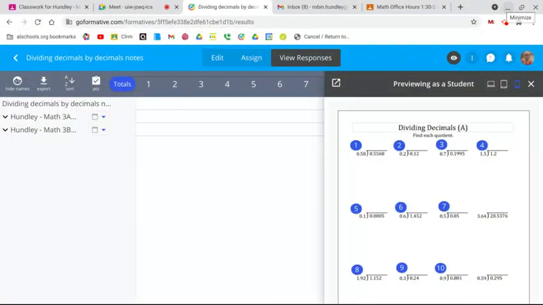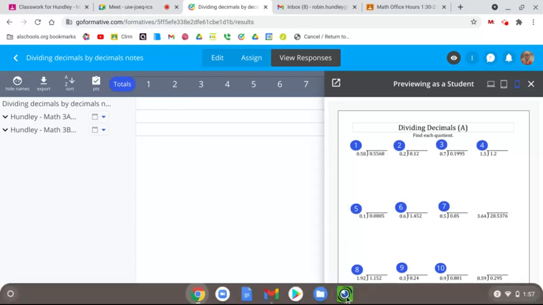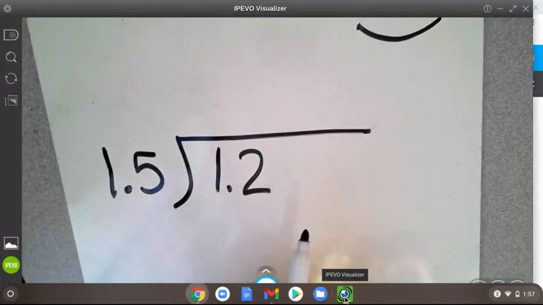Last one I'm going to do with you is a little bit wonky because we're going to have to add a 0 at the end, but you're pretty used to this. This is 1 and 2 tenths divided by 1 and 5 tenths. You're like, already you should be saying, Mrs. Hunley, that number is not big enough, right? 1 and 2 tenths is smaller than 1 and 5 tenths. So you're right. We're going to have to do something to make that work.